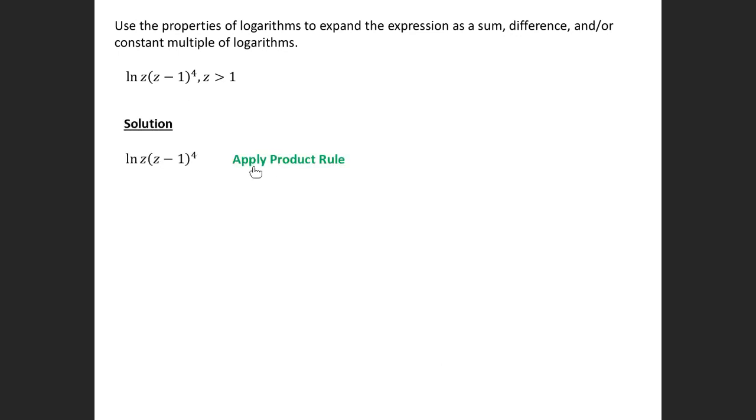Okay, so first we're going to apply the product rule. So notice that you're multiplying z times z minus 1 to the 4th power. So since they're being multiplied, we can separate them with addition. So I'm going to have natural log of z plus, and I forgot, this should have a natural log in here. So let me just add it.